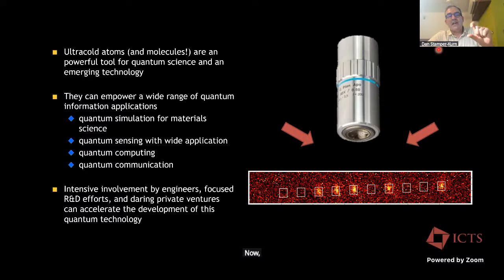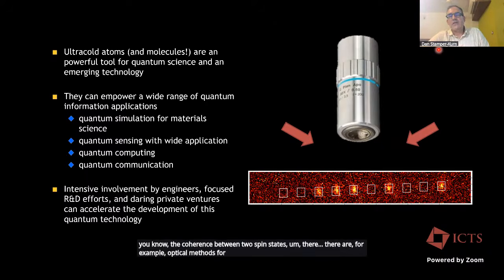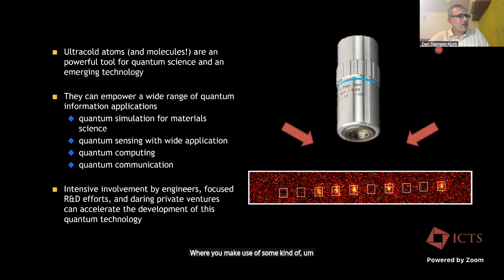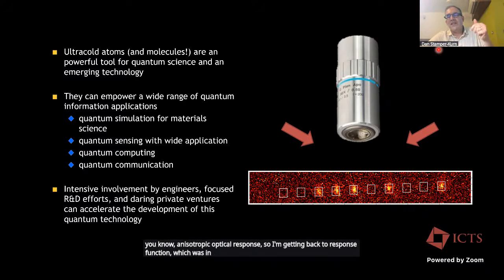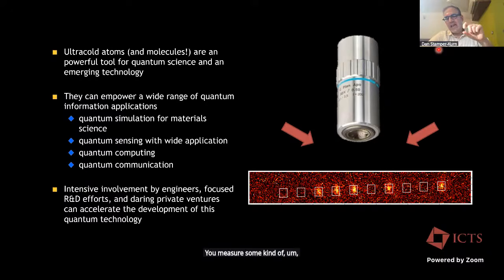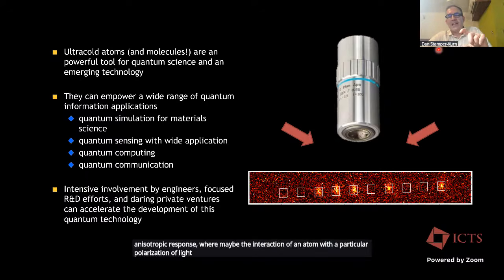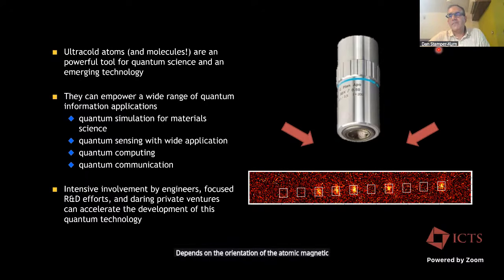Now, there's the question, how do you make that measurement, after all, of the coherence between two spin states? There are, for example, optical methods for measuring that, where you make use of some kind of anisotropic optical response. So I'm getting back to response function, which was in the question. You measure some kind of anisotropic response where maybe the interaction of an atom with a particular polarization of light depends on the orientation of the atomic magnetic moment. And then you can sort of make the signal of your magnetometer show up on an optical beam, and that helps you read out what's going on in the atomic system.